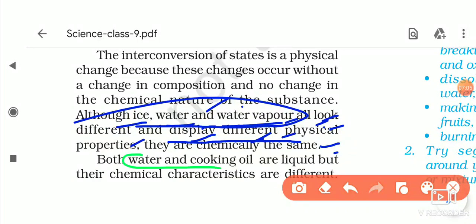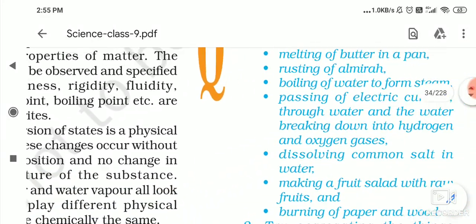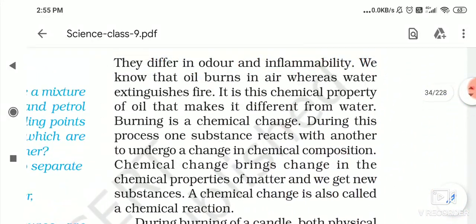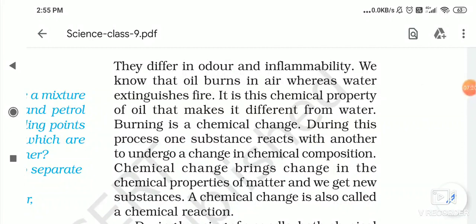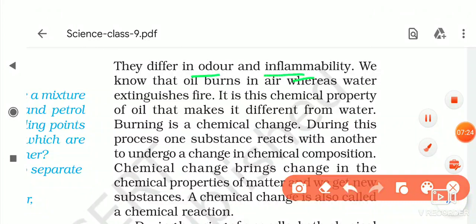Water and cooking oil are both liquid, but their chemical characteristics are different. Hence, they are different in their chemical nature. They differ in odor and inflammability.